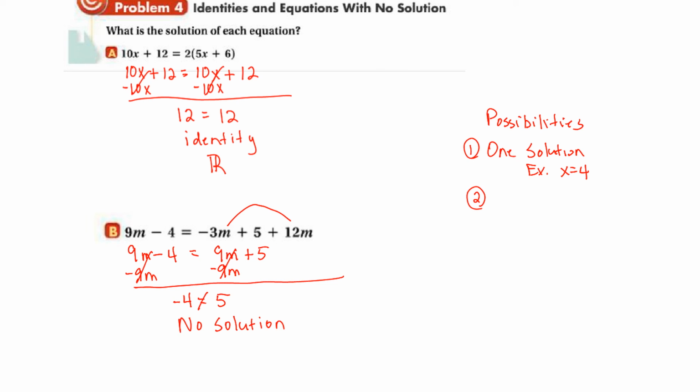The second possibility would be the identity, which means that my solution is all real numbers, which means that any value that I would like, I could put in for my variable and it would make the equation true. And then the third possibility is no solution, which is exactly what it means. There is no value of the variable that I could put in that would make that equation true.